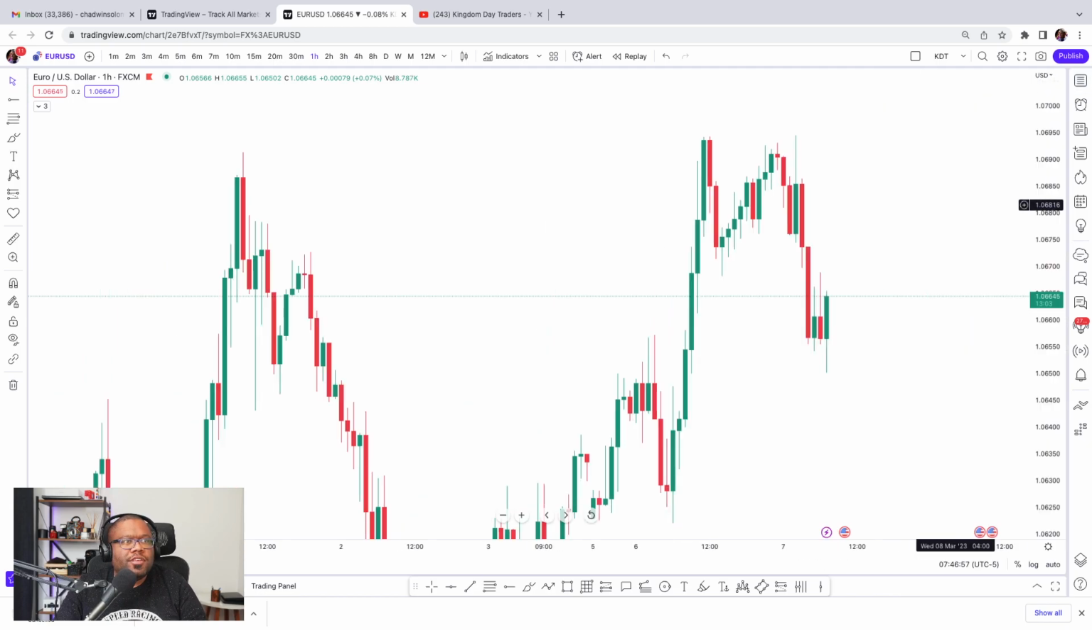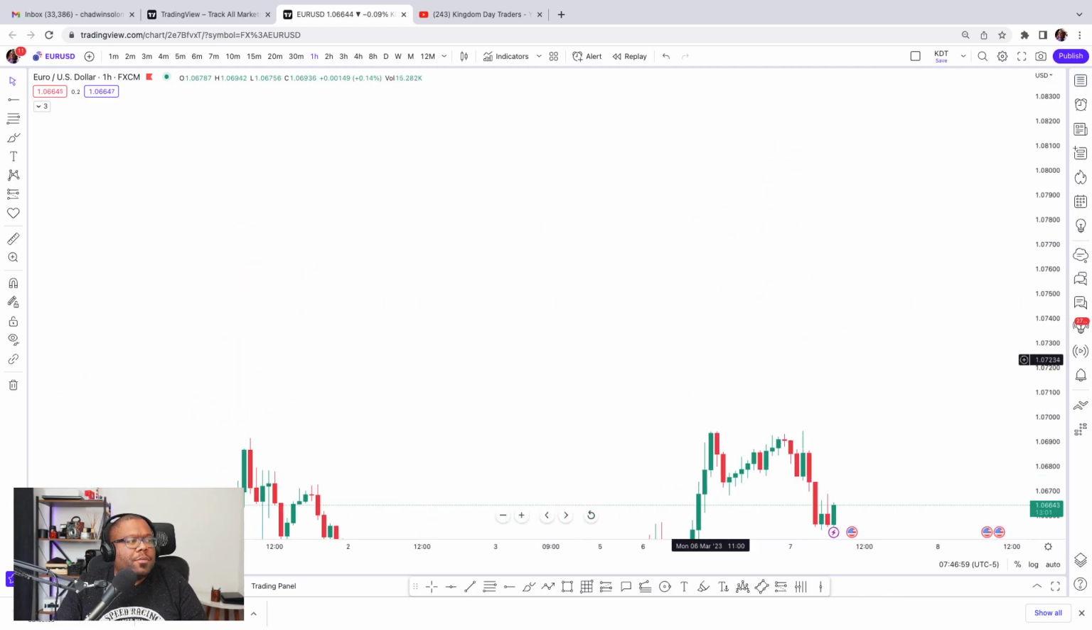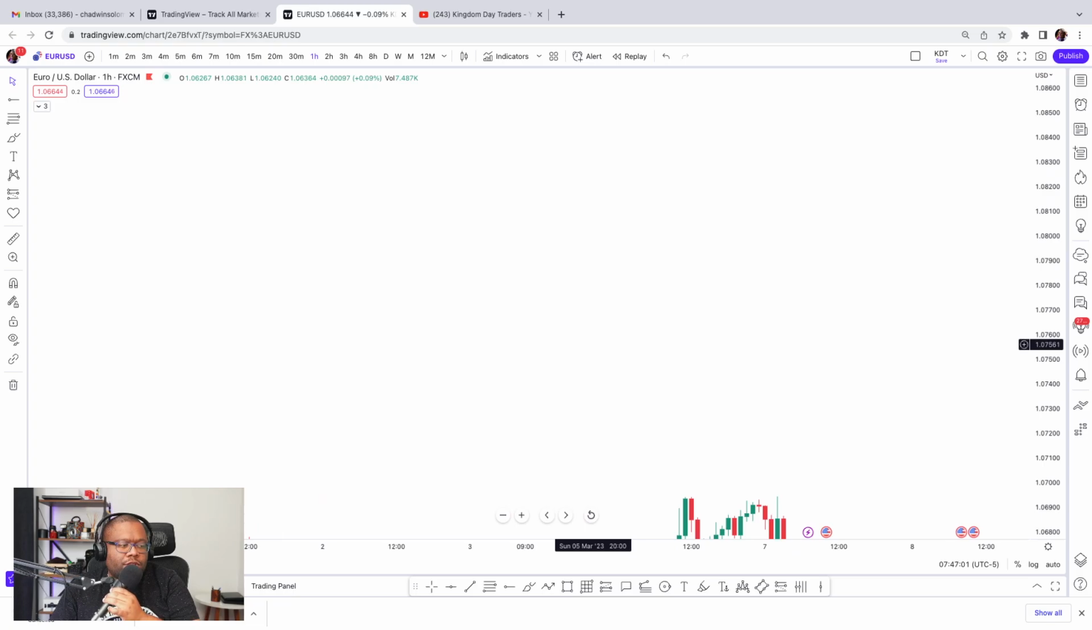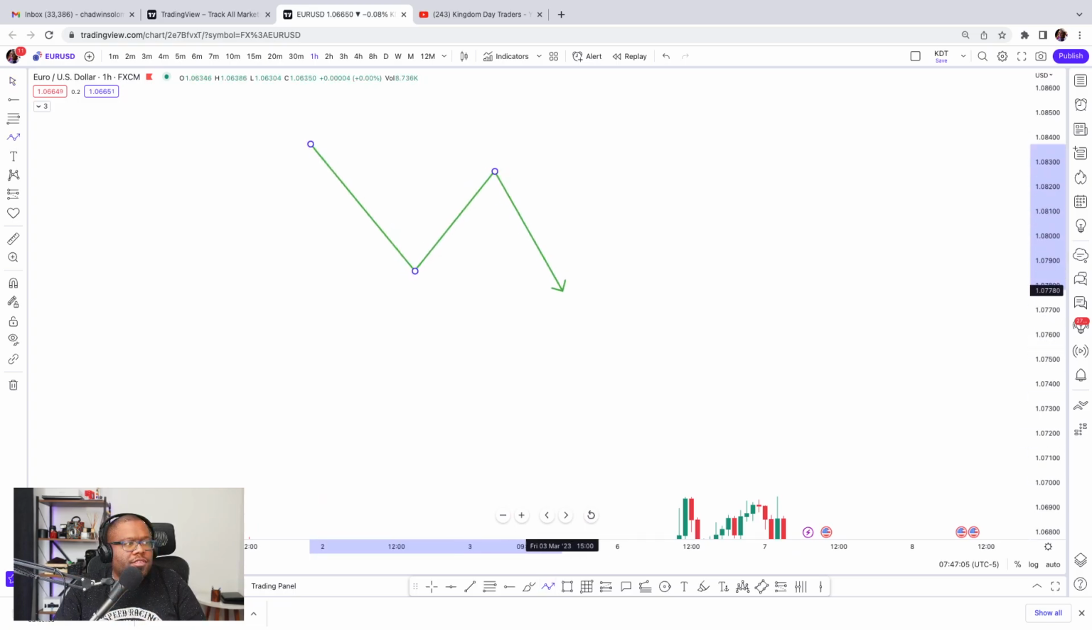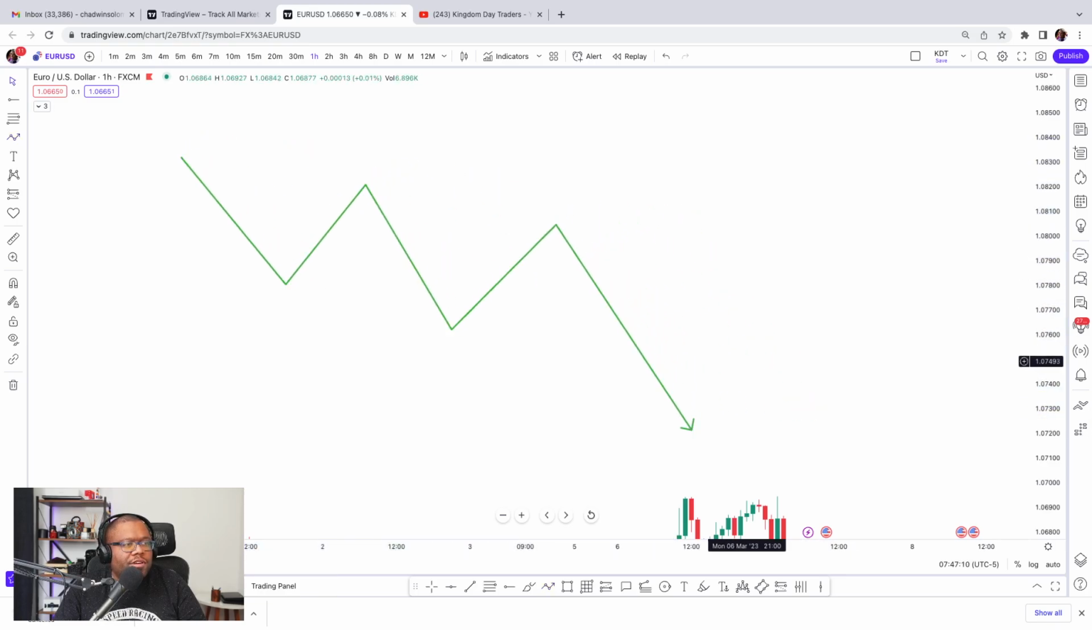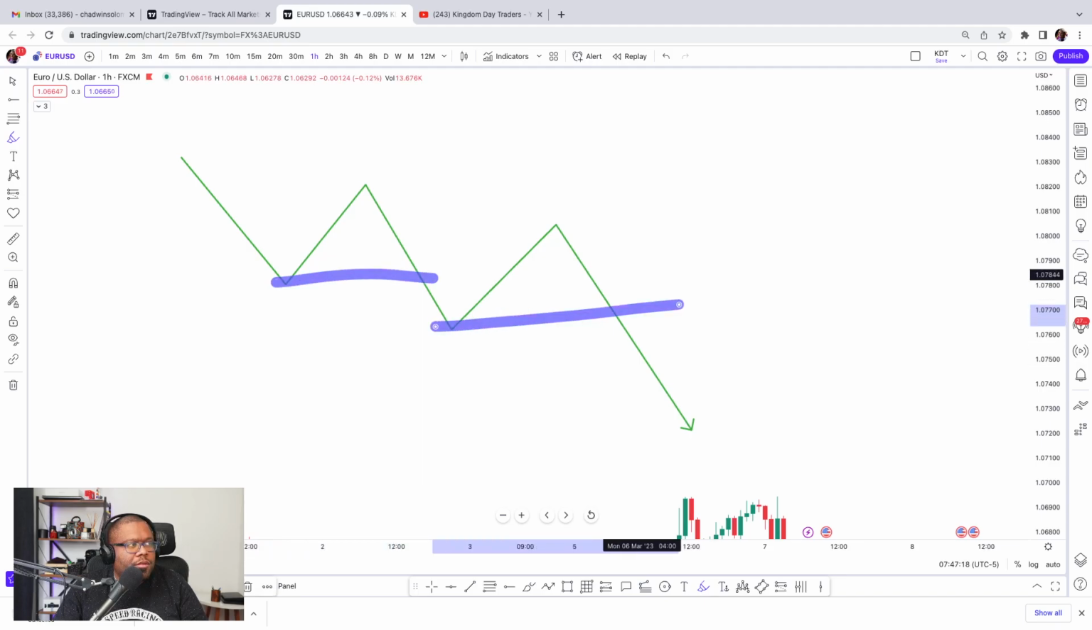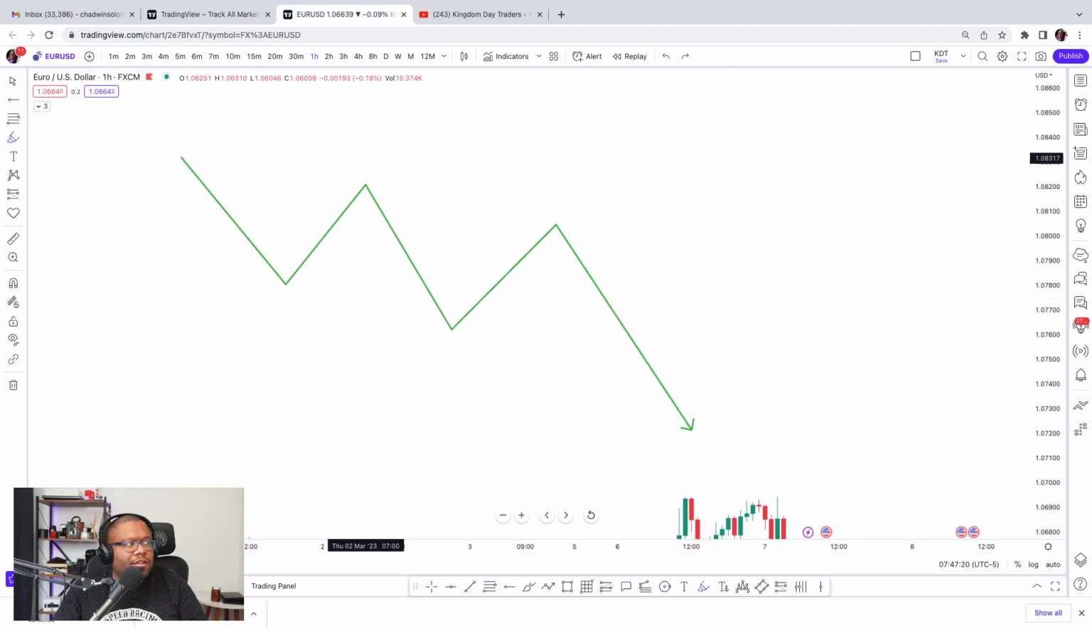This is Euro USD. That doesn't really matter. I'm going to go to one of my favorite tools, which is the path tool, and you'll always see me using this. I find that it's easier to visualize something first than to actually just start trading it. Okay, so most of us would be able to say that this is a clear downtrend, right? Because it's breaking structure to the downside.